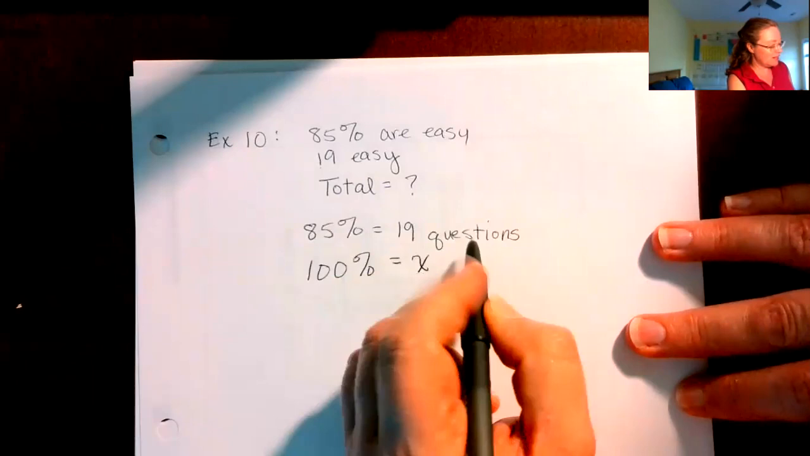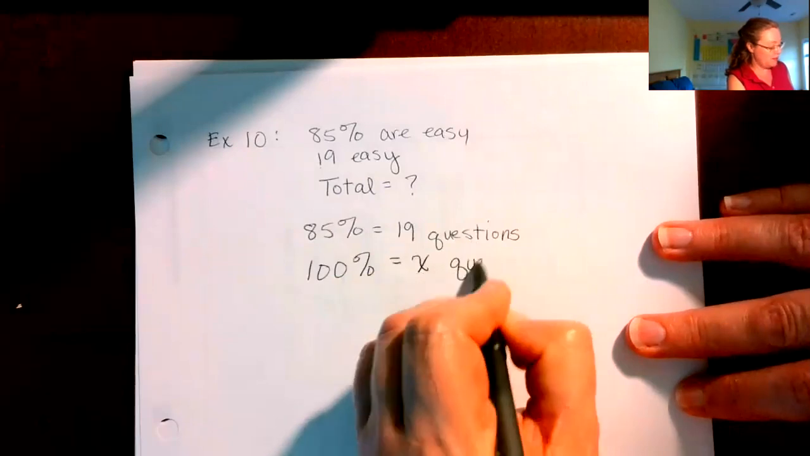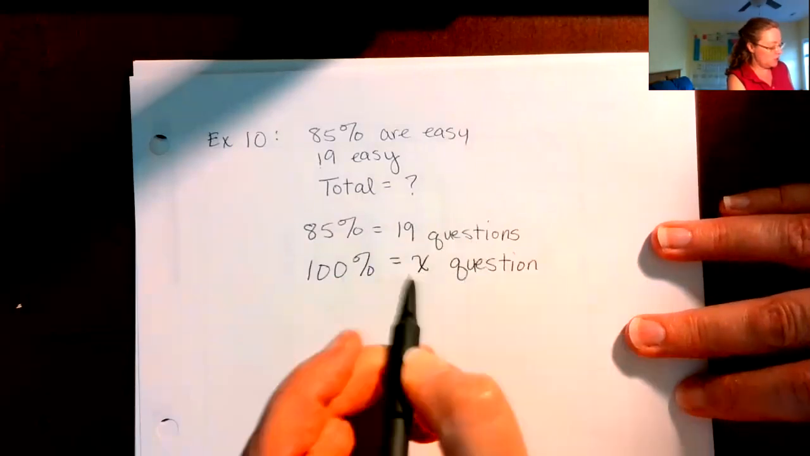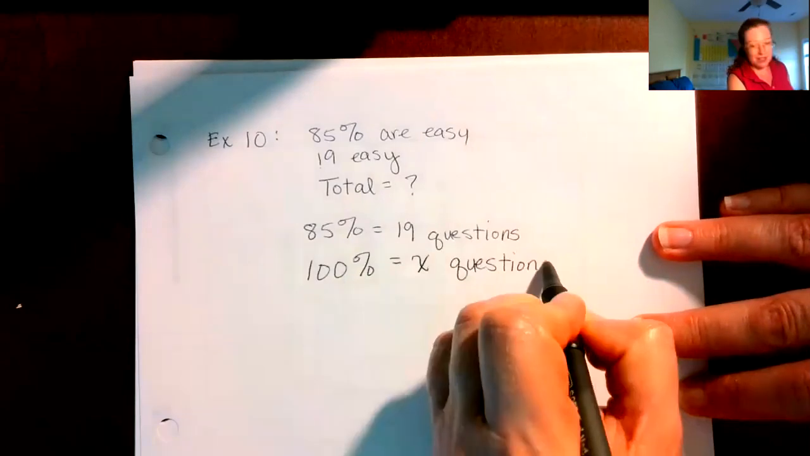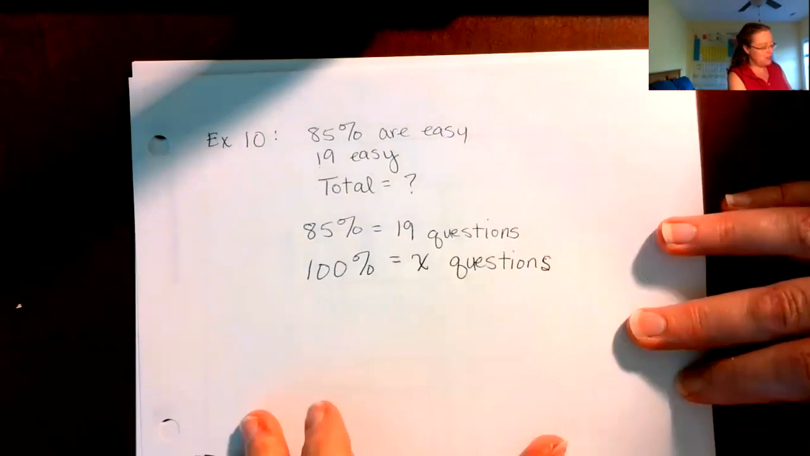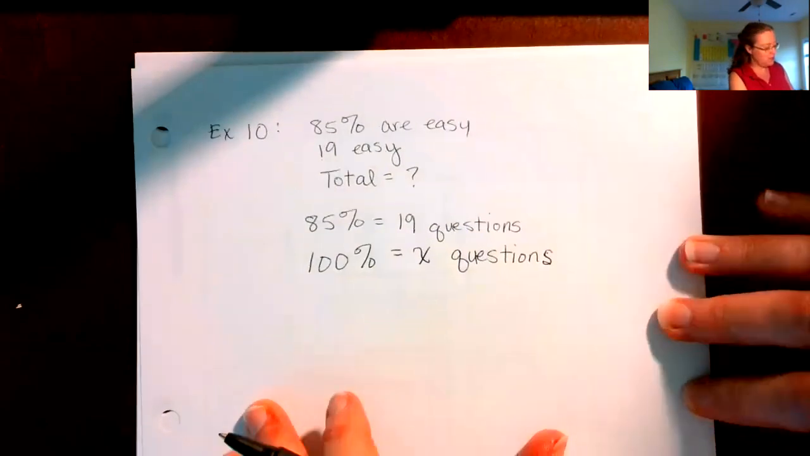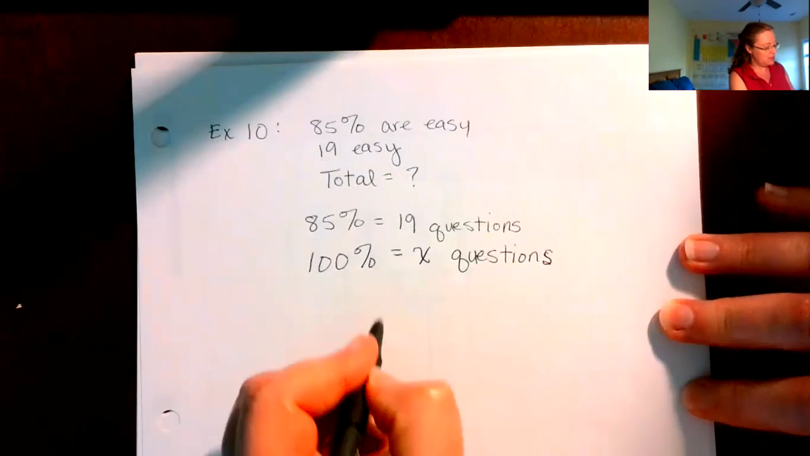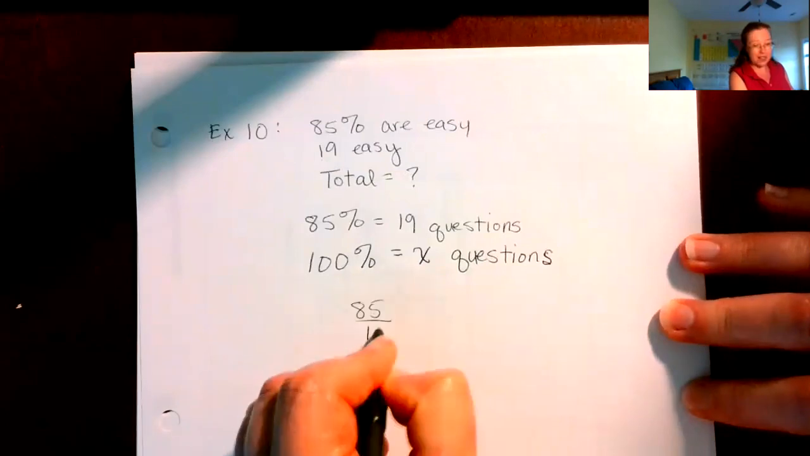I know it's going to be more than 19 because the 19 questions were only 85%, not 100%. But even if that gets confusing, this is going to work for us. 85 over 100 is equal to 19 over X.